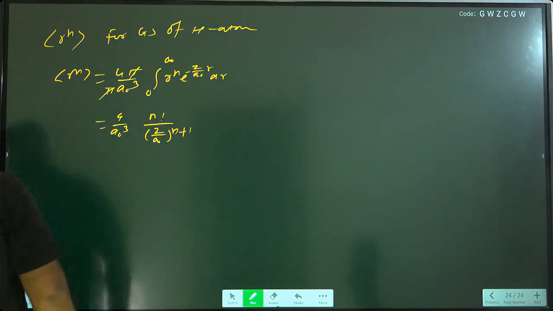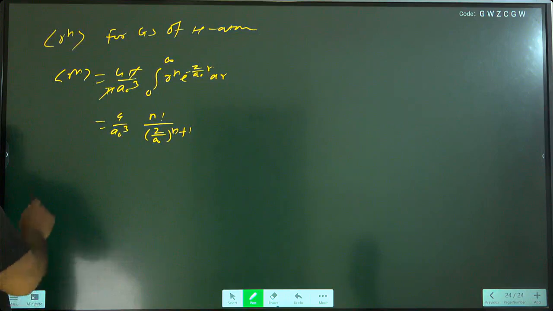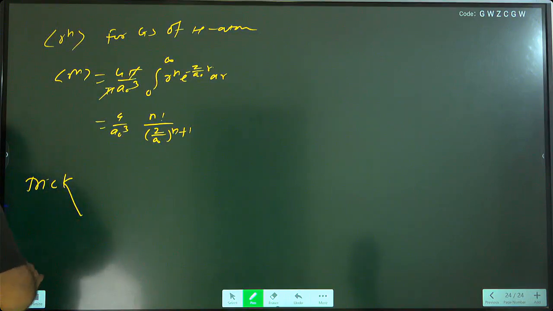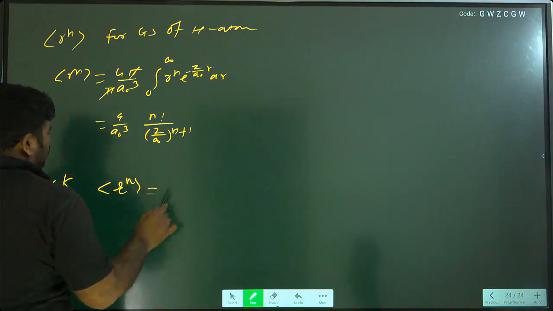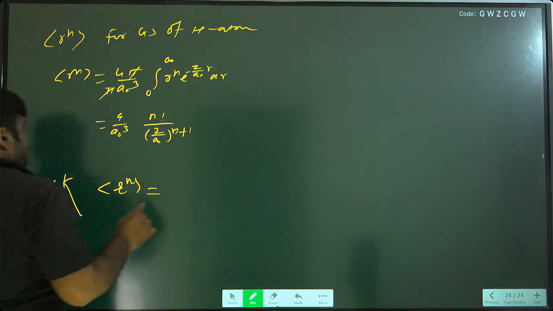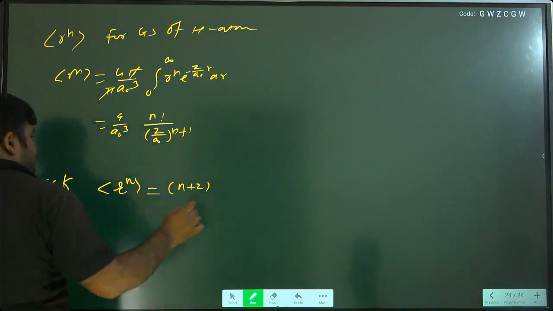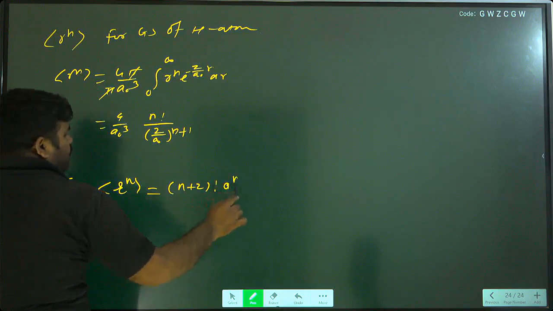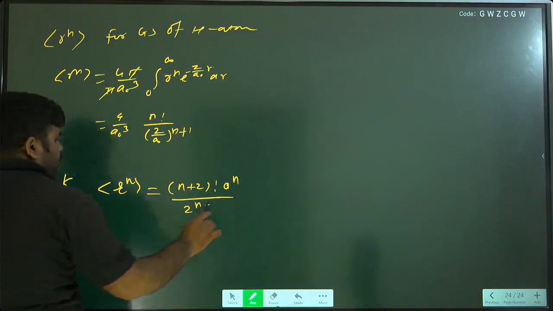ओके, एक्सेप्टेशन ऑफ r to the power n is equal to... हमारे पास तो ये आ रहा है, ठीक है। लेकिन थोड़ा सा अलग वैल्यू लिखिए, एक्सेप्टेशन ऑफ r ट्रिक। क्या ट्रिक यूज करेंगे? Expression of r to the power n is equal to (n plus 2) complete factorial upon a to the power n divided by 2 to the power n plus 1.